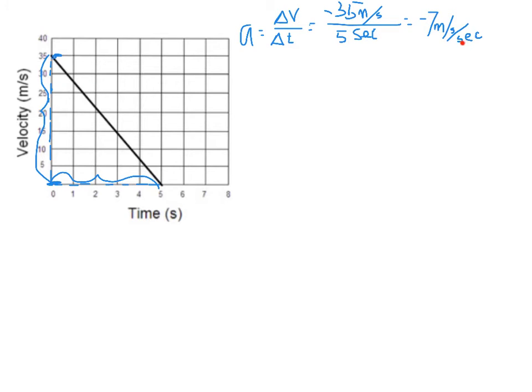Now that's about maybe 15 miles per hour-ish. Yeah, I'd say about 15 miles per hour around. That means this thing is changing its velocity. Again, the negative in this case is telling us that the velocity is getting smaller. It's decreasing by 7 meters per second every second, or negative 15 miles per hour for every second. All right, now, that's question one.